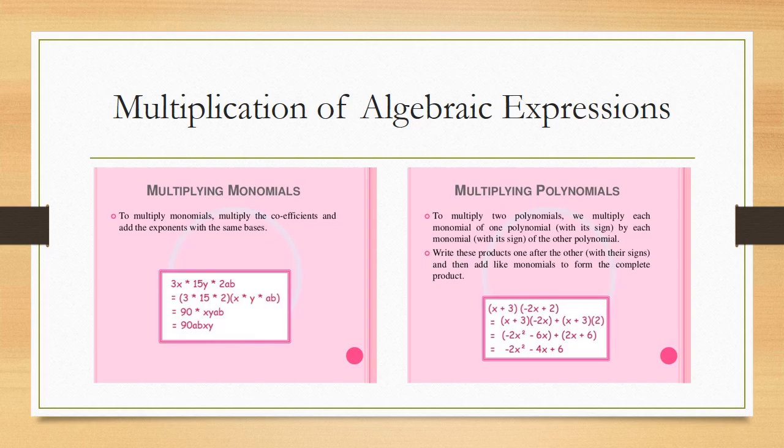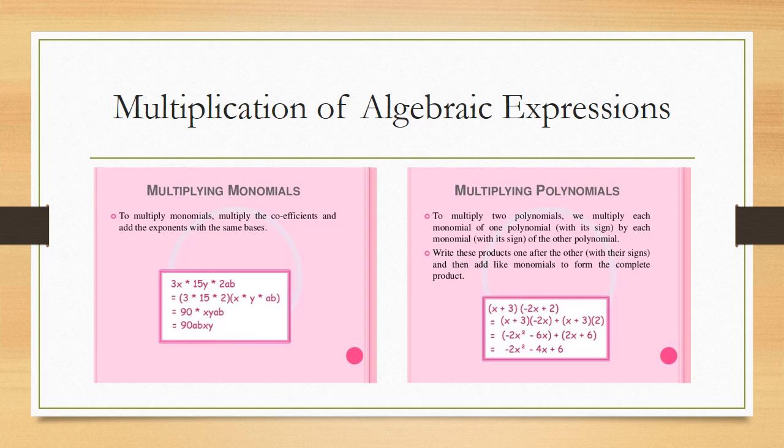Multiplication of monomials. The product of monomials is equal to the product of their numerical coefficients into the product of their literal coefficients. Multiplication of a polynomial by a monomial. Multiply each term of the polynomial by the monomial and then add the products.